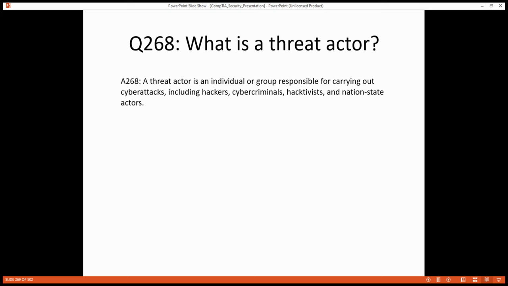Q268. What is a threat actor? A268. A threat actor is an individual or group responsible for carrying out cyber attacks, including hackers, cybercriminals, hacktivists, and nation-state actors.